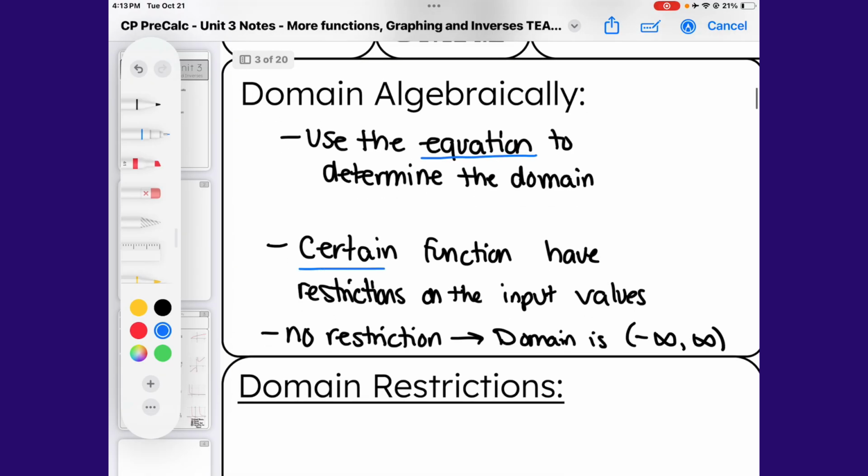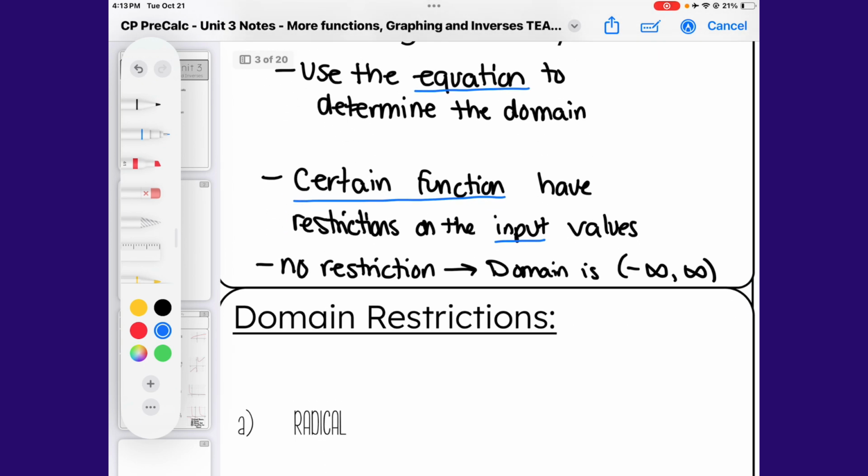There are certain functions that have restrictions on what values can be put into the function. If there are no restrictions, then the domain is just from negative infinity to positive infinity.